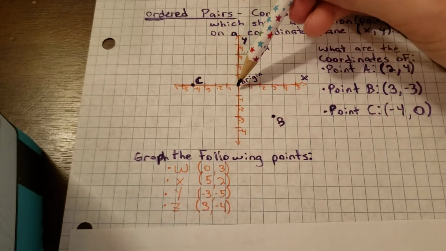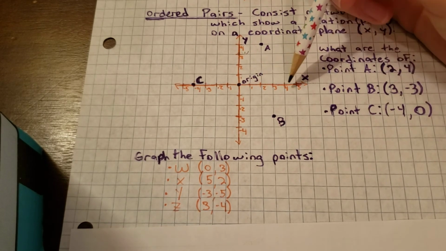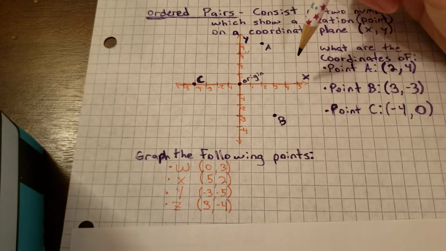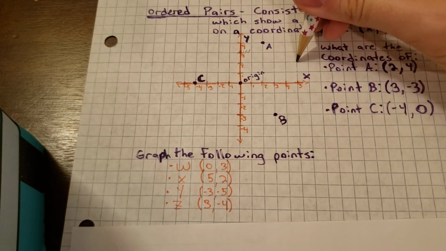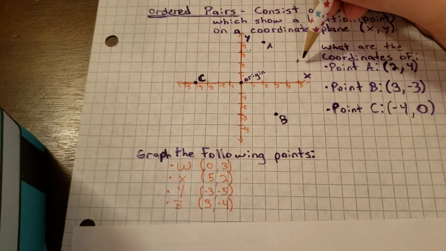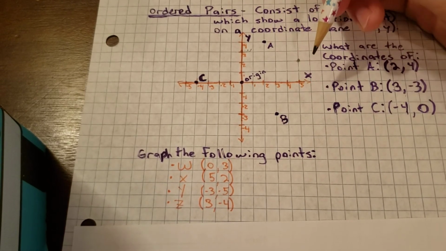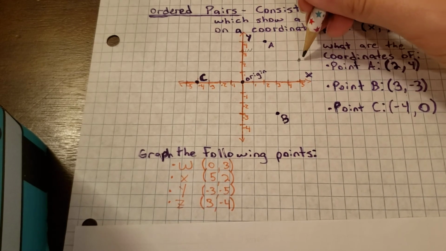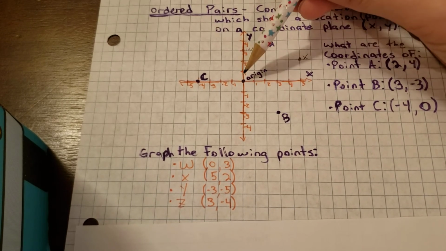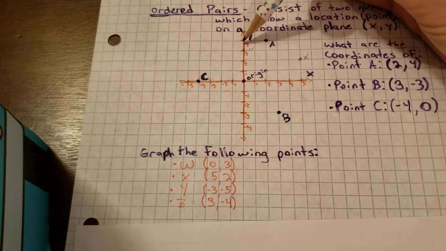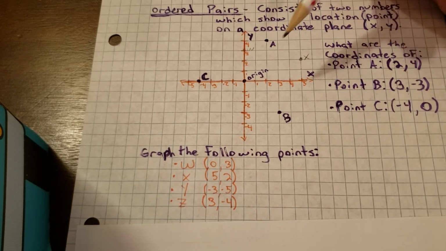X is at 5, 1, 2, 3, 4, 5. Positive 2, 1, 2. You see how it's valuable to have graphing paper. If you don't, it's not going to hurt you too bad. You're just going to make sure that you label these clearly, your lines nice and clearly.